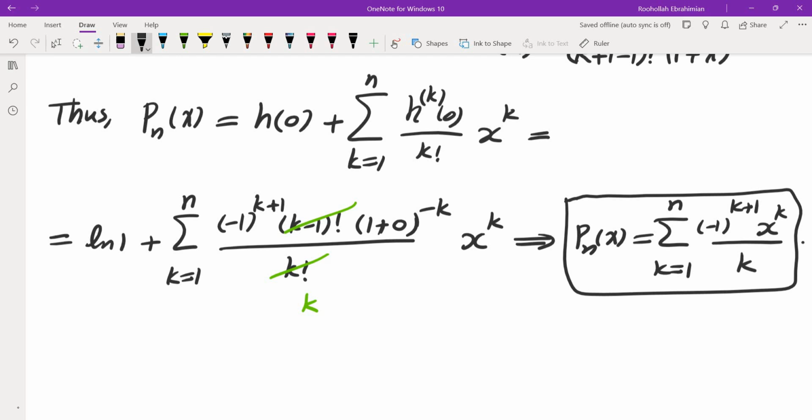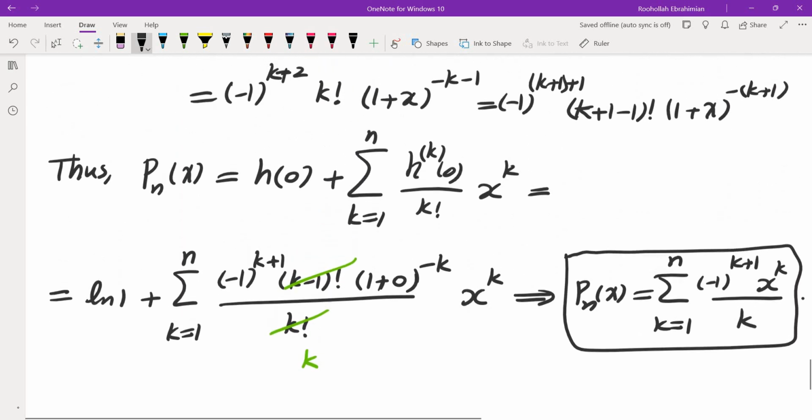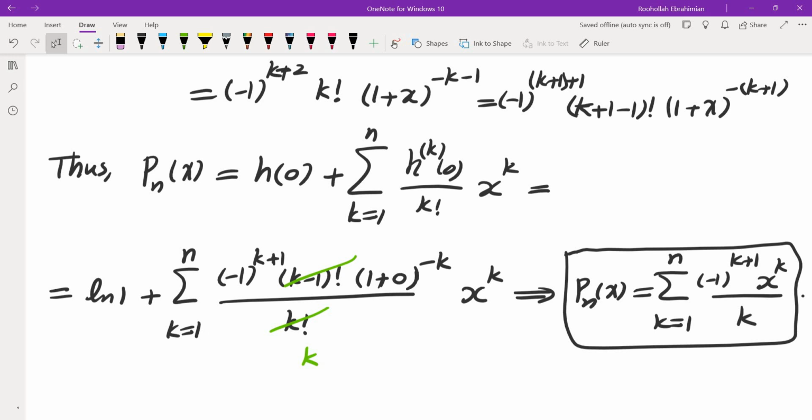Okay, so that brings me to the end of this video. So next time we'll talk about, in fact, how these Taylor polynomials can or cannot approximate functions. So this would be our next discussion.